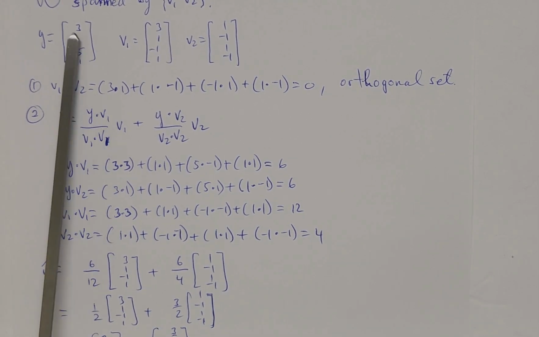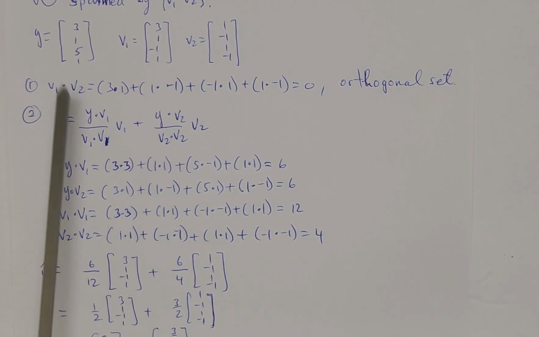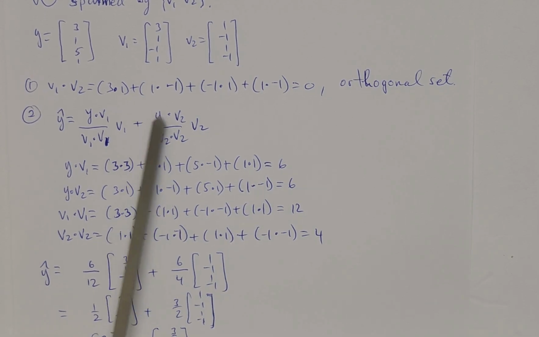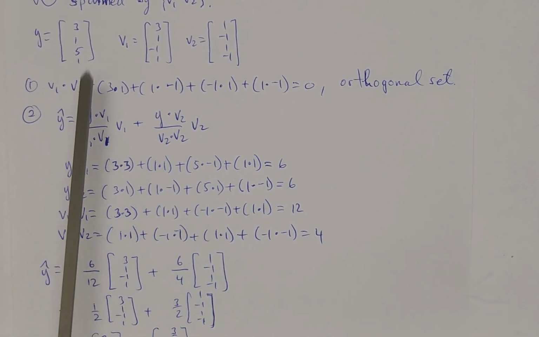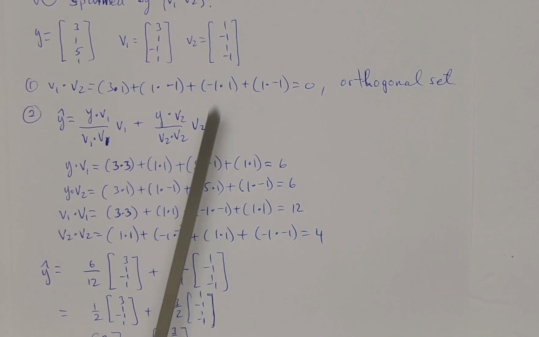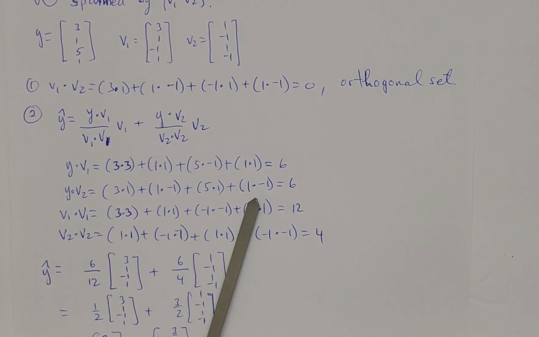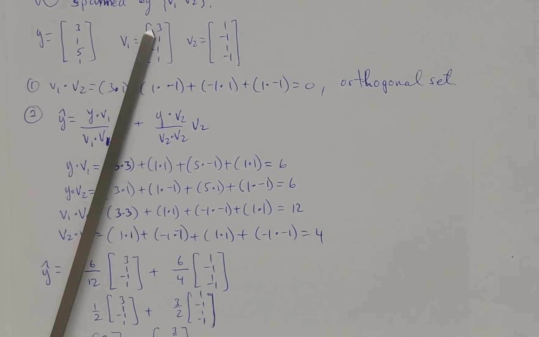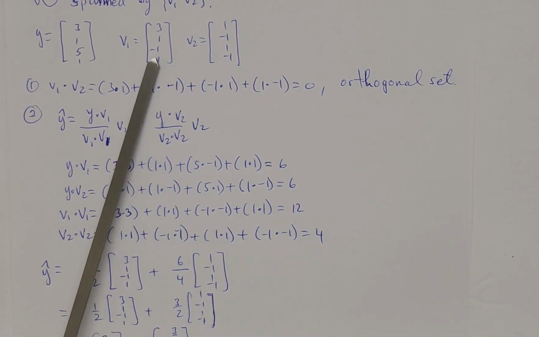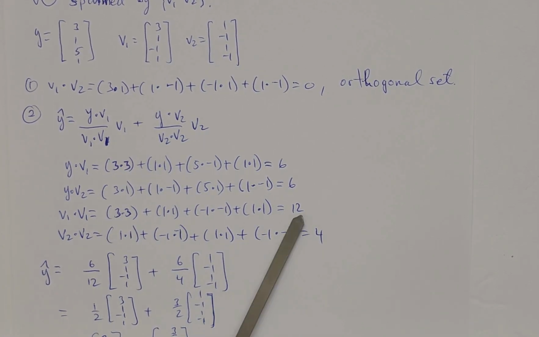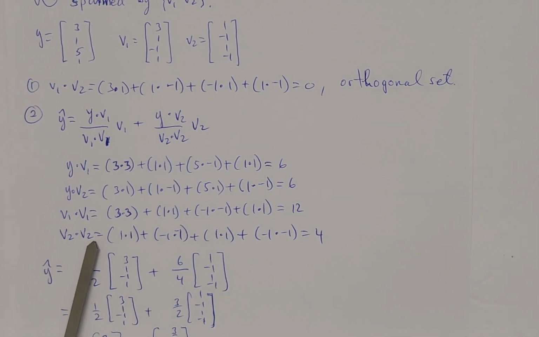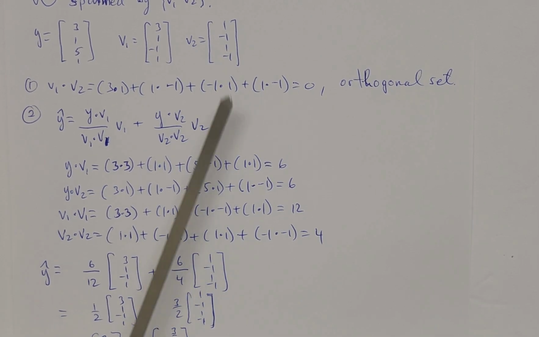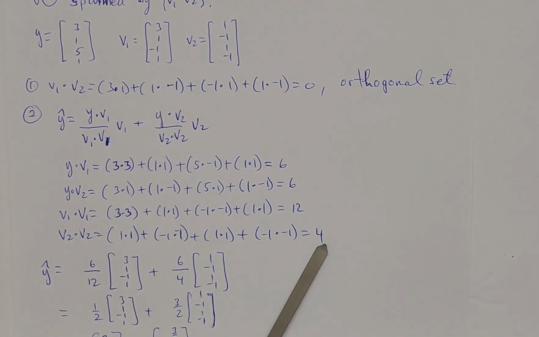So y·v1: 3 times 3, 1 times 1, 5 times negative 1, 1 times 1, that gives me 6. Next, y·v2: 3 times 1, 1 times negative 1, 5 times 1, 1 times negative 1, and that gives me 6. Next, v1·v1: 3 times 3, 1 times 1, negative 1 times negative 1, 1 times 1 gives me 12. Next, v2·v2: 1 times 1, negative 1 times negative 1, 1 times 1, negative 1 times negative 1 gives me 4.